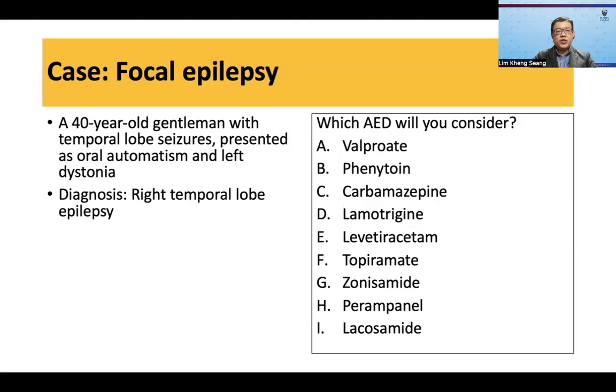So this is a similar patient, a 40-year-old man with temporal lobe seizure presenting with oral automatism and left dystonia. The diagnosis is right temporal lobe epilepsy because of oral automatism and dystonia. I say right side because he has left dystonia, which is contralateral. So which anti-epileptic drugs would you consider? These are the few choices that you may want to consider, and you should think about the answers in your mind.